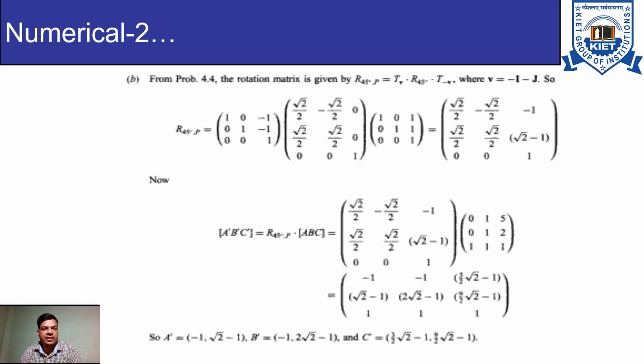You can see that this is the final calculation, in which we keep the rotation matrix about the pivot point first, and then multiply it with the object matrix, and here we find the answer. So A dash becomes minus 1, root 2 minus 1; B dash becomes minus 1, 2 root 2 minus 1; and C dash becomes 3 by 2 root 2 minus 1, 9 by 2 root 2 minus 1. In this way we can solve any numerical in which there could be a rotation about the origin or a rotation about a pivot point.